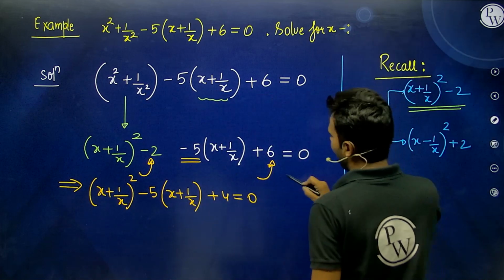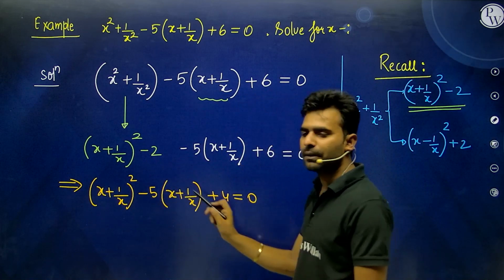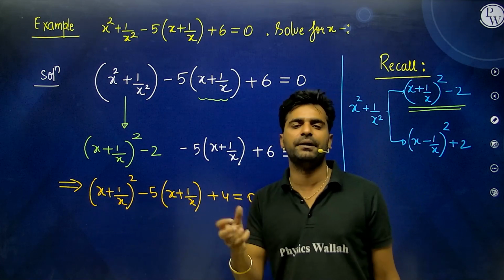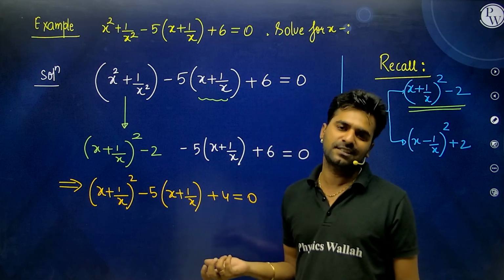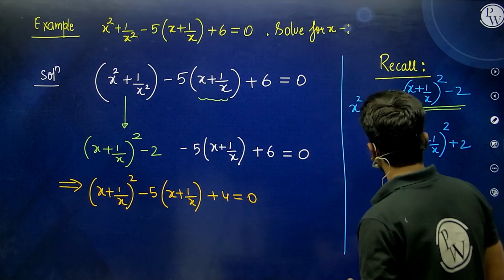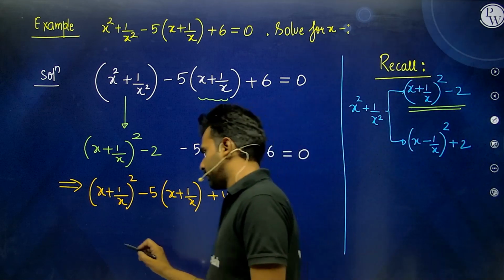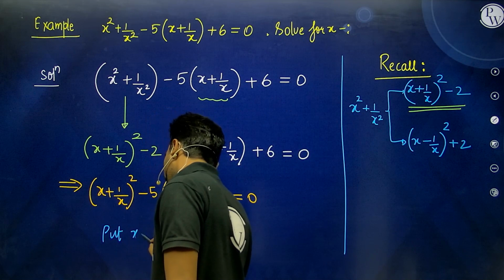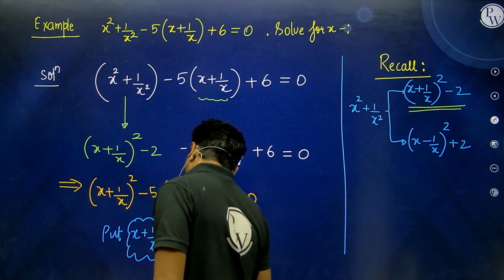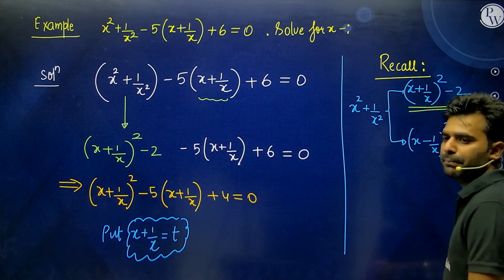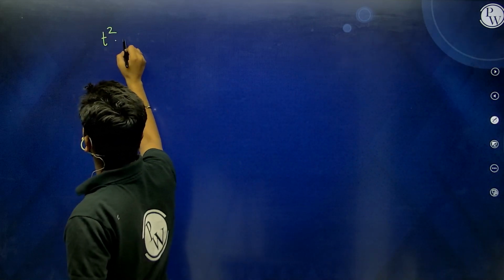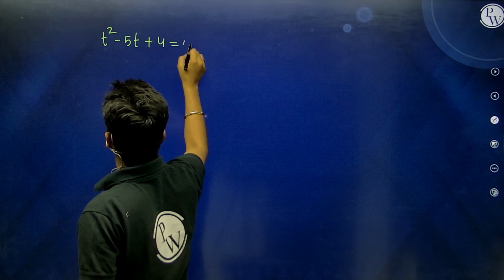Okay, moving ahead. Now we can see over here that the same thing is coming again and again. Look, x plus 1 by x, x plus 1 by x. The moment we see the same thing coming again and again, we put it as t, and then it will form a quadratic, and we know how to solve a quadratic. Yes or no, everyone? So we put x plus 1 by x as t, and the equation becomes t square minus 5t plus 4 equal to 0.